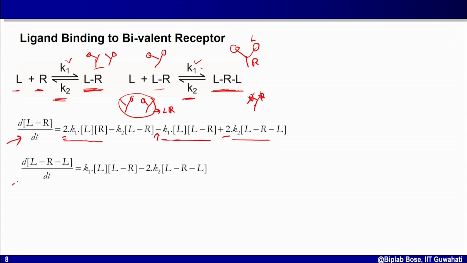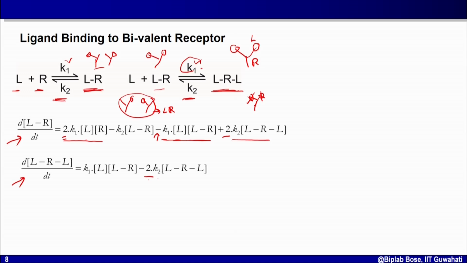Now look at the ODE for the second complex, dLRL/dt, which is equal to K1 L into LR, that is the forward rate by which LRL is formed, minus again 2 into K2 into LRL. As I explained just now, 2 is given because I have 2 arms, both occupied by the ligand. First, this ligand can break, and also, at the same time, in another molecule this ligand can break. So there are 2 paths by which I can get back to the one-ligand state. So that's why I have 2 here.